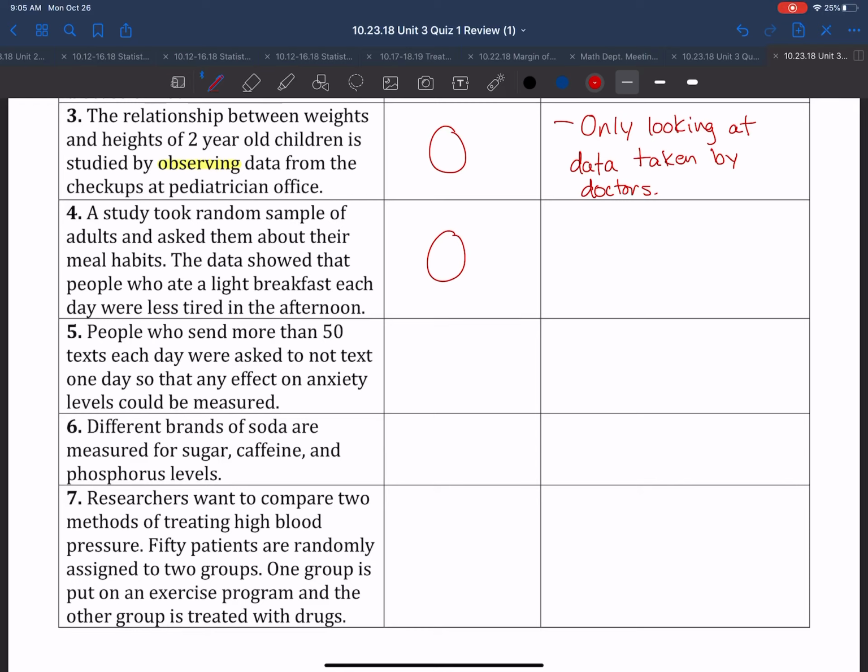And our reason, we can say data was collected in a survey asking about daily habits.